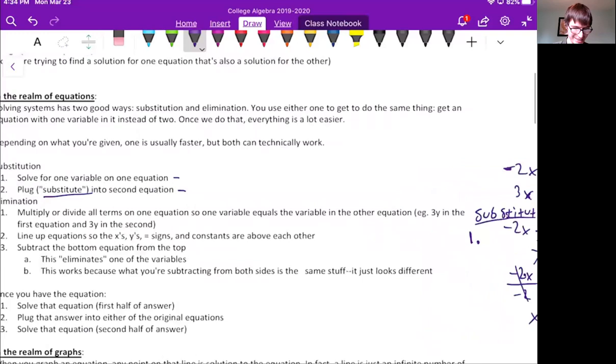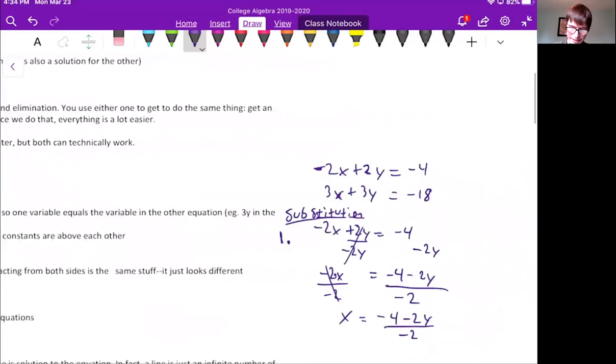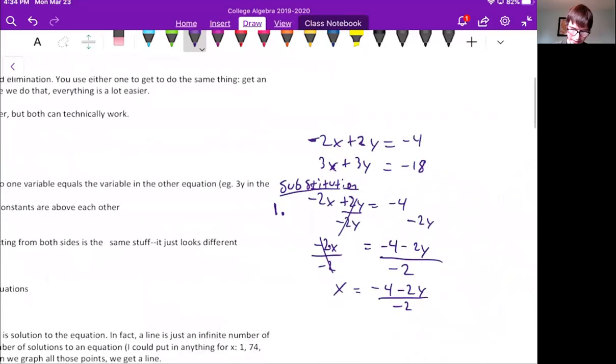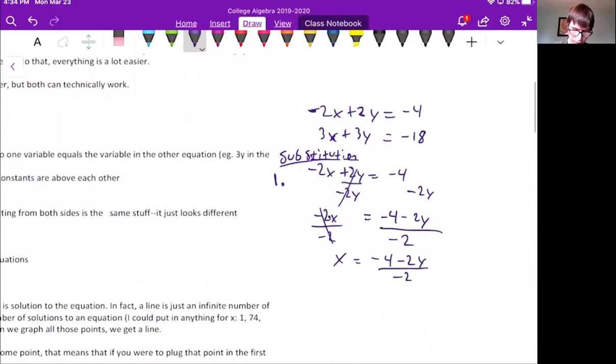All right. So we're going to substitute that in the second equation. The second equation is 3x plus 3y equals -18. That's the other equation we're working with. So to make this work out, we need to plug this answer that we got in for x.